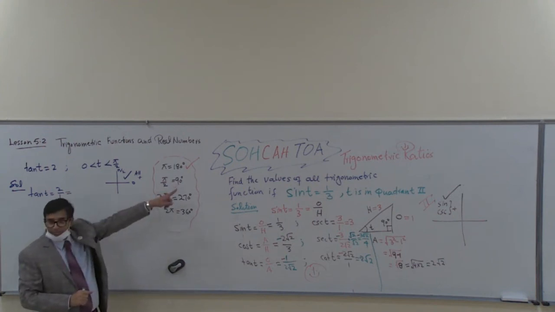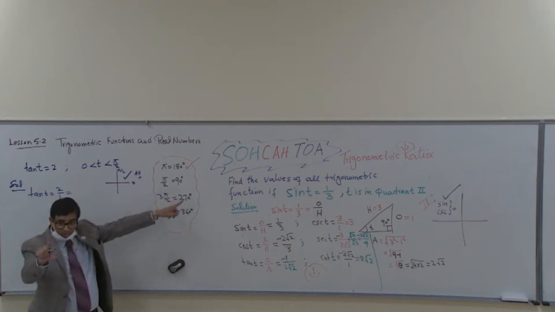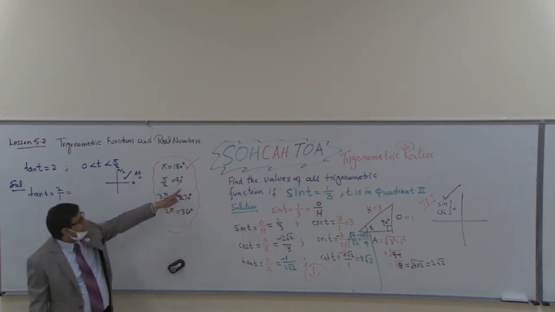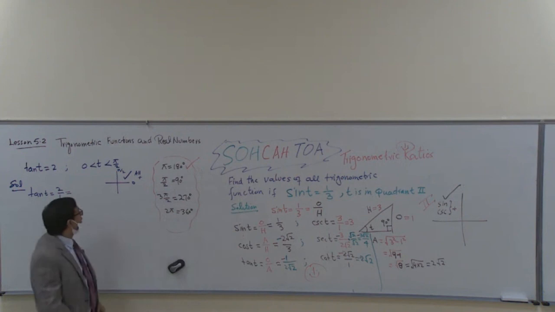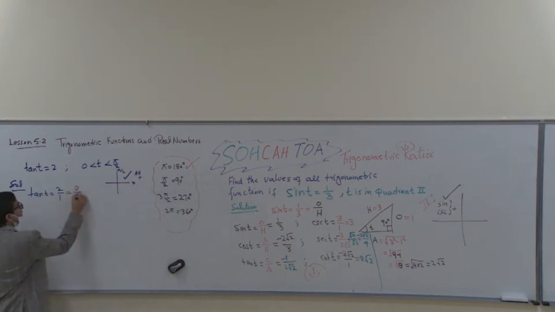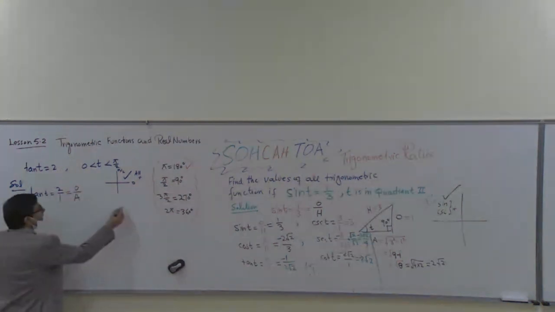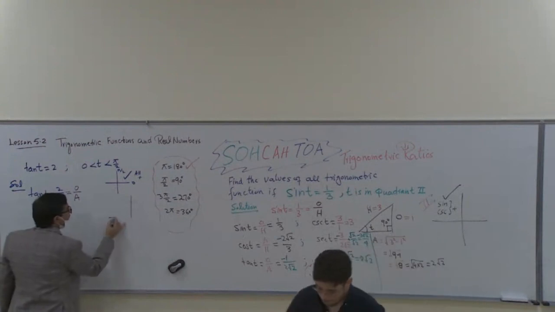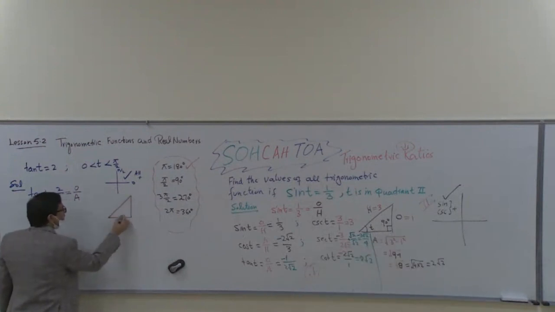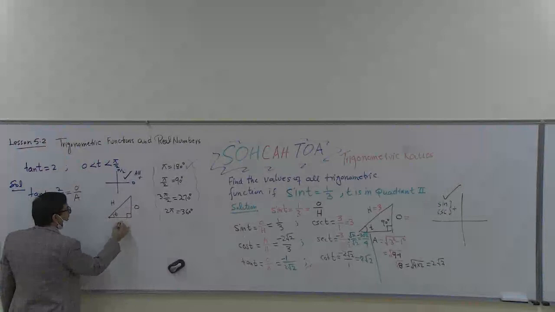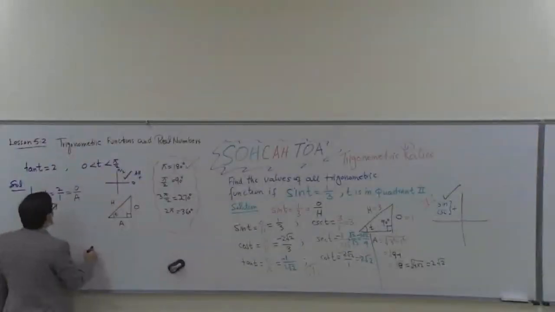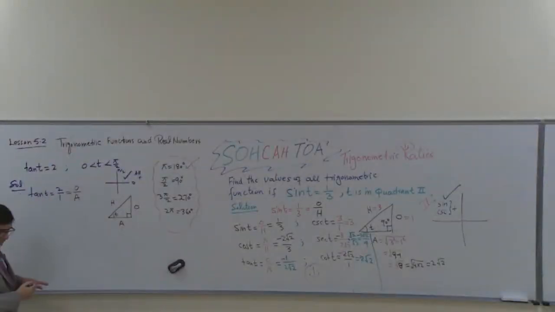SOH-CAH-TOA. I want to see SOH-CAH-TOA on this board. Okay, SOH-CAH-TOA, O over A. And always we need a triangle for this one. This is always H, this is O, and this one is A. Put the values which are given and calculate the missing value.